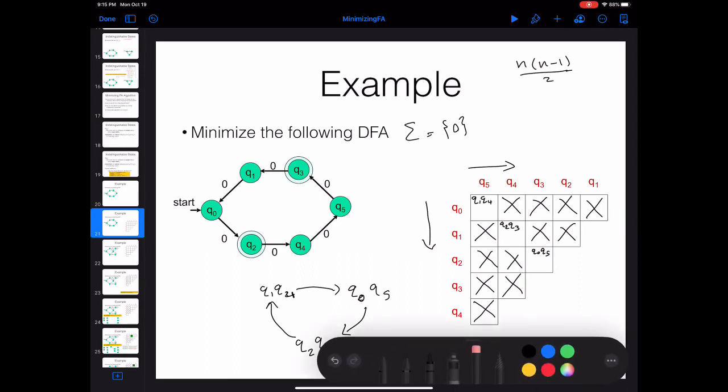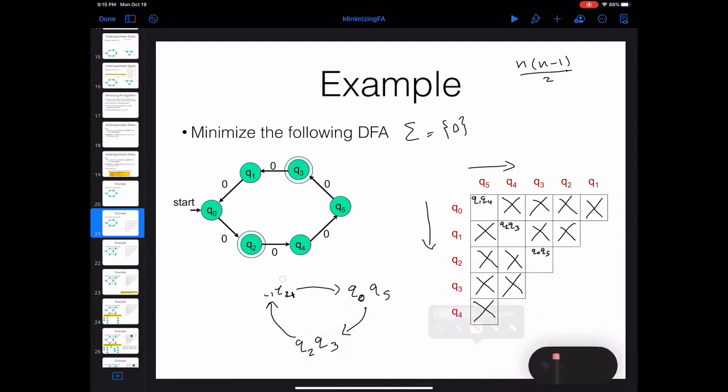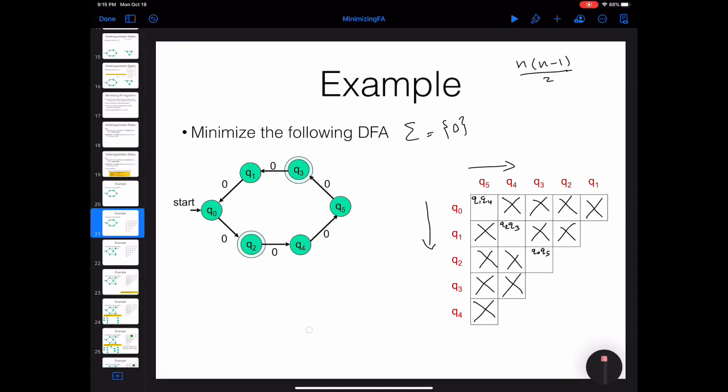The only thing that I should do here is to just rewrite the DFA.